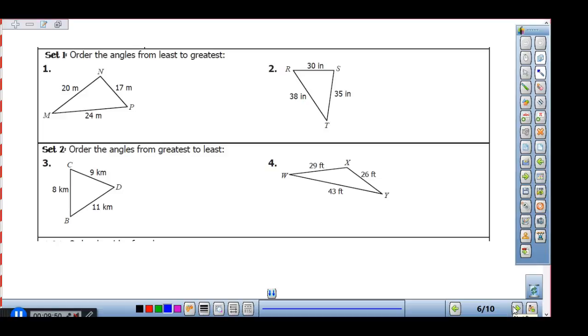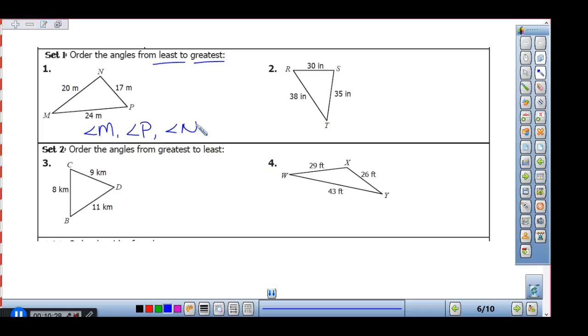Okay, so angles from least to greatest. What's my shortest side? NP, or 17, is my shortest side. What's across? Angle M. What's my next shortest? MN, or 20. So across from that is P. And then my longest side is 24, so across from 24 would be angle A.